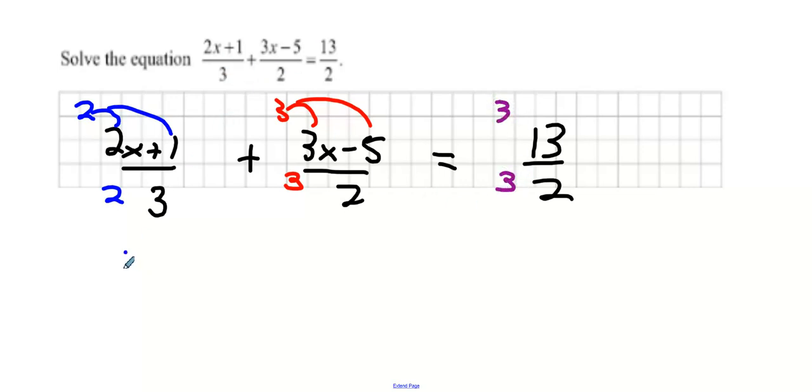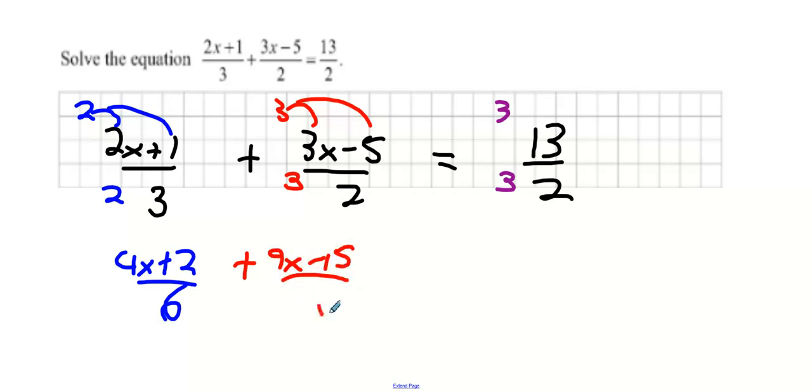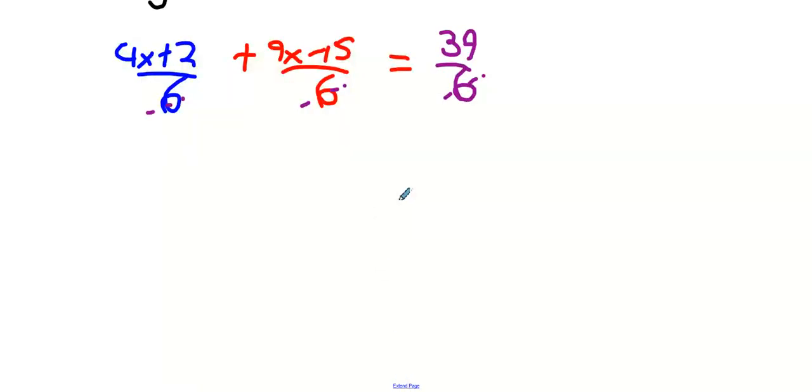4x plus 2 all over. And then next part, 9x minus 15 all over. And then the last part, 39 over 6. Now, guys, the 6 on the bottom no longer matters. So how would you close that out? Cross-multiply. Now, let's add the x's together.